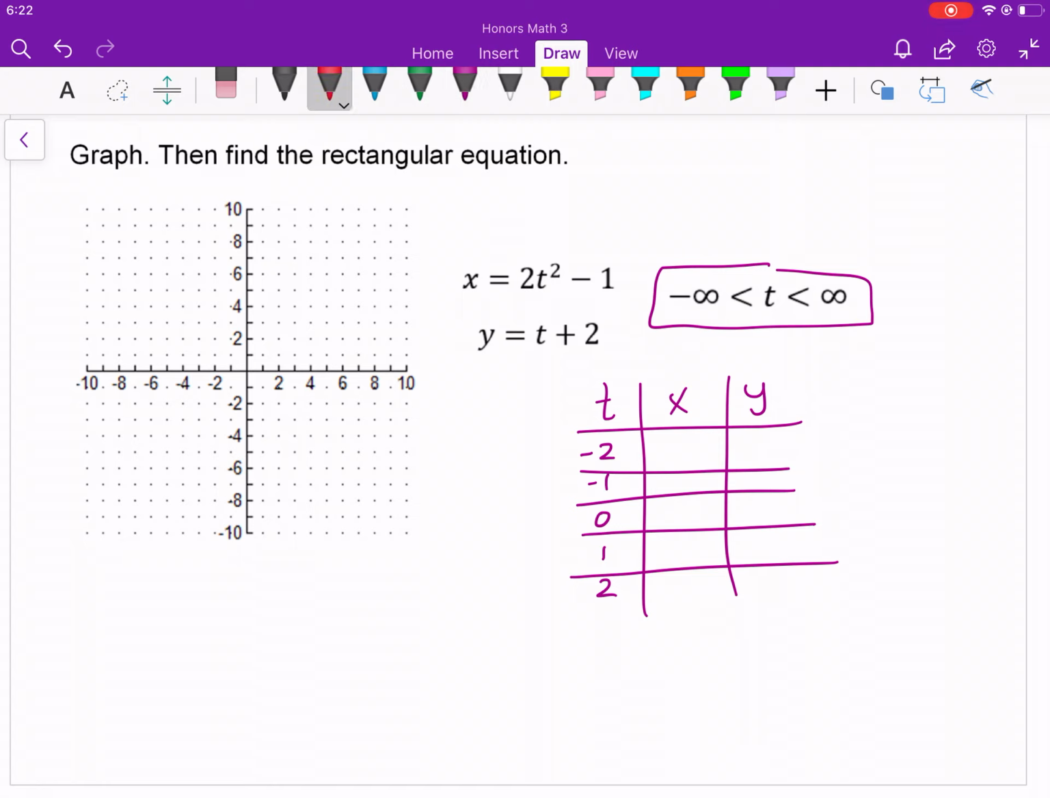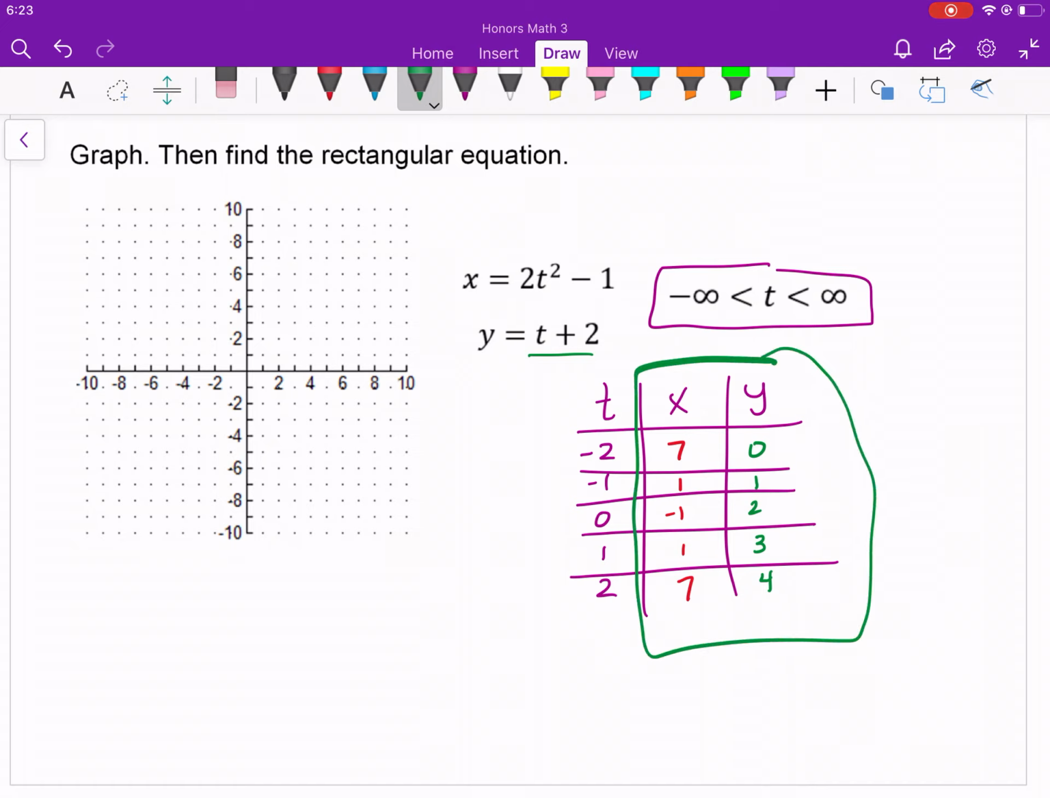Okay, let's start with x. So you're just going to go ahead and find each one of these. So 2 times negative 2 squared is 8 minus 1 is 7. This will be a positive 1. 2 times 0 minus 1 is negative 1. Then we'll have a positive 1 again and a positive 7. Okay, let's do the t plus 2. This will be a lot easier. So we'll get 0, then we'll get 1, then 2, 3, and 4.